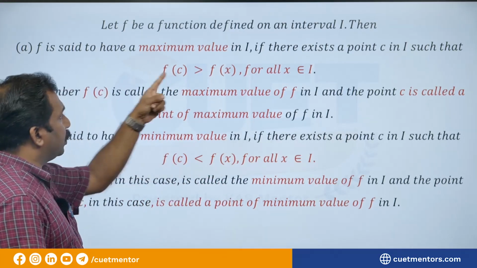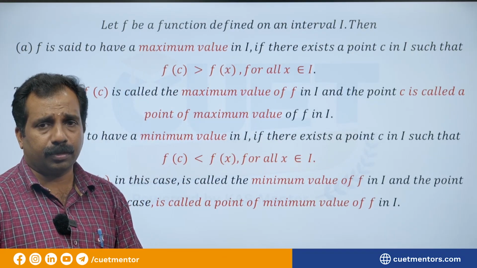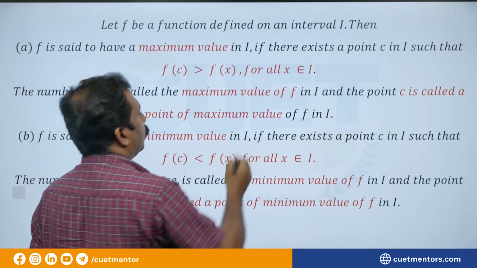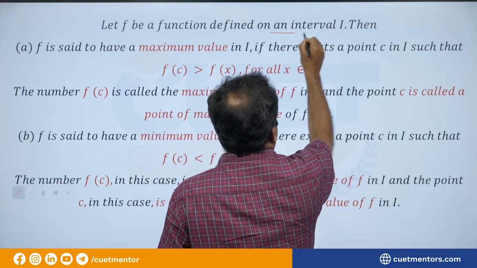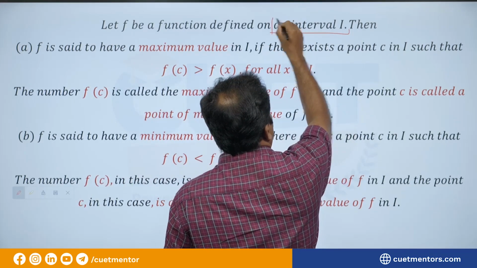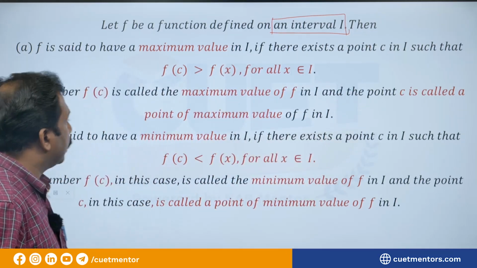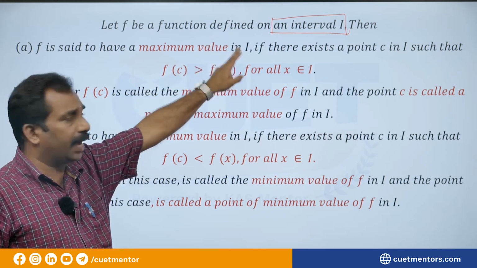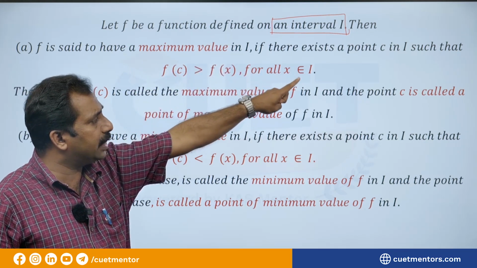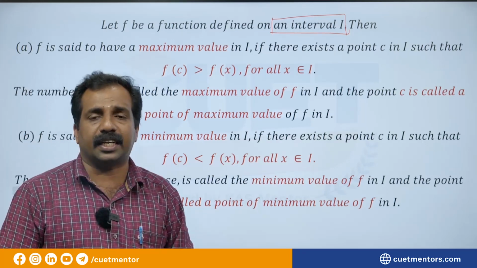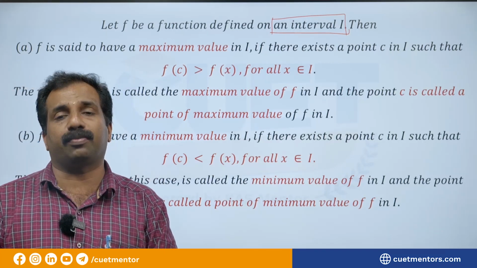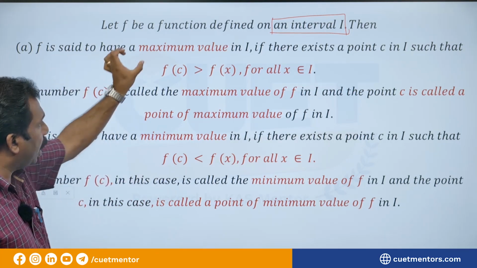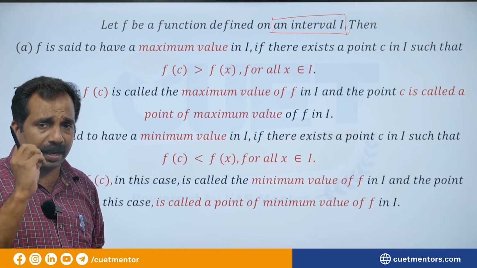Let f be a function defined on an interval I. So a function is defined on a particular interval I. That is very important. Then the first point: f is said to have a maximum value in I if there exists a point C in I such that f of C is greater than f of x for all x element of I. Then f is said to have a maximum value, or a maxima.